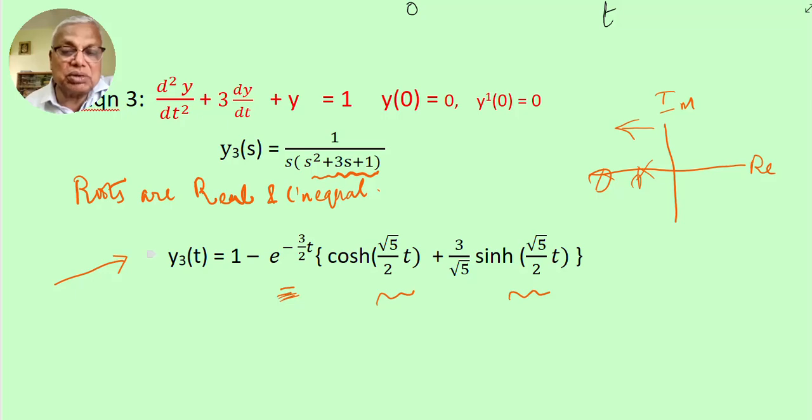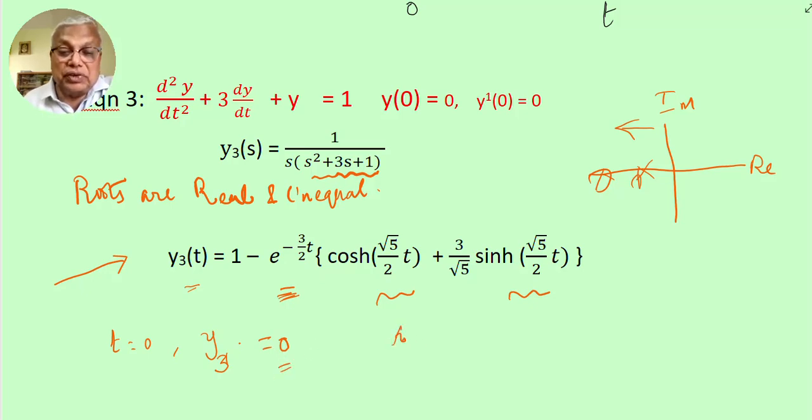This e power minus term is common in all three equations, right? So this is an exponentially decaying term. So what will be the values when t equal to 0? Sorry, this is y3 here. y3 is going to be 0, because when t equal to 0, sinh 0 is 0, cosh 0 is 1, and e power minus 0 is 1. So the whole term will be 1, and 1 minus 1 is 0.